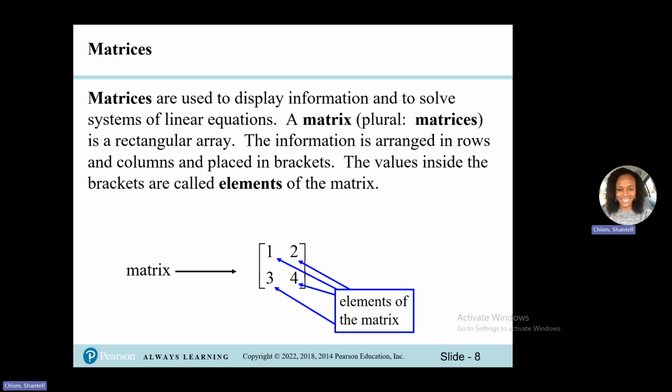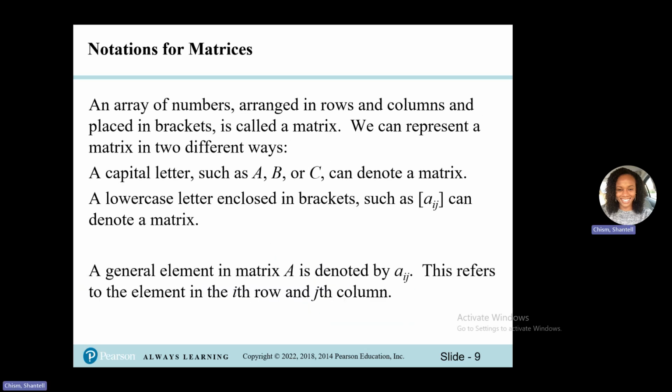The values inside the brackets are called the elements of the matrix. Here's an example. The numbers 1, 2, 3, and 4 are the elements of the matrix. You can actually name a matrix by a capital letter, such as matrix A, matrix B, matrix C. And you can also name it using a lowercase letter enclosed within brackets to denote it.